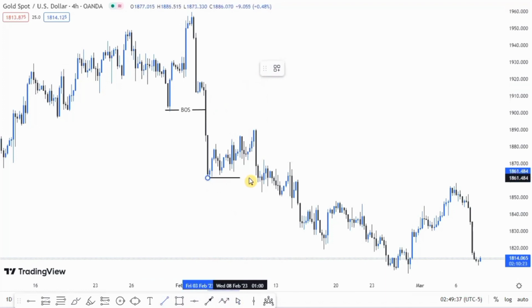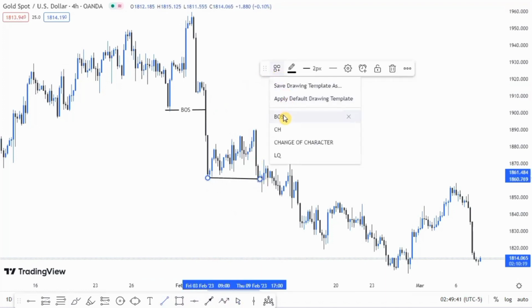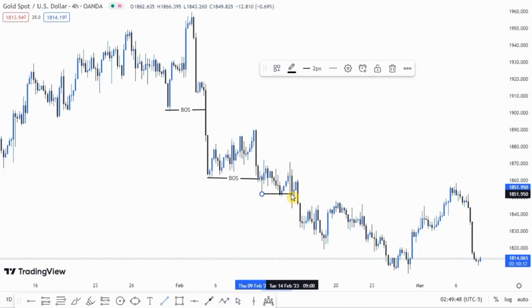And then we also have a break of market structure again here, which led to the creation of a new low. So I want you guys to pay attention here and get it very well, because this is actually going to mean a lot.